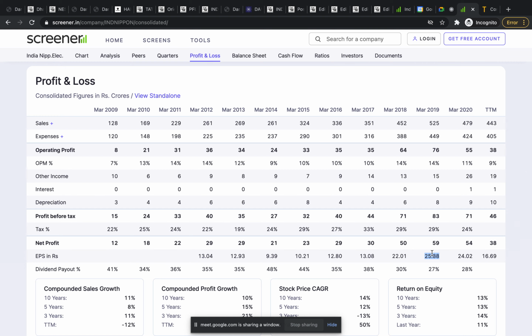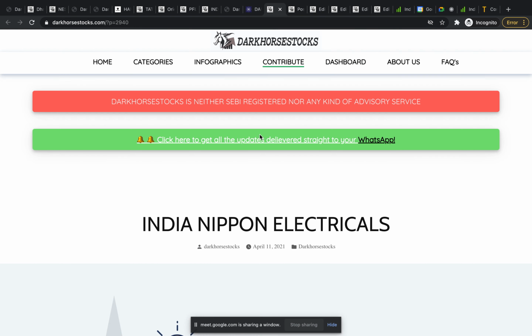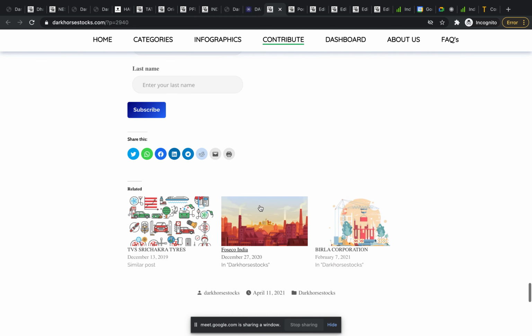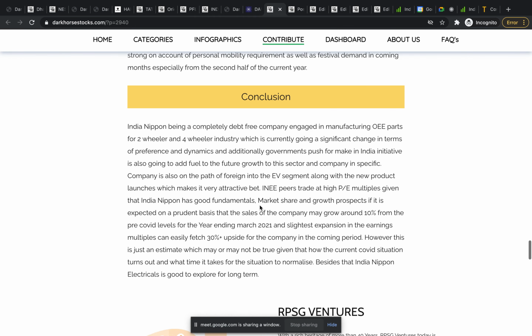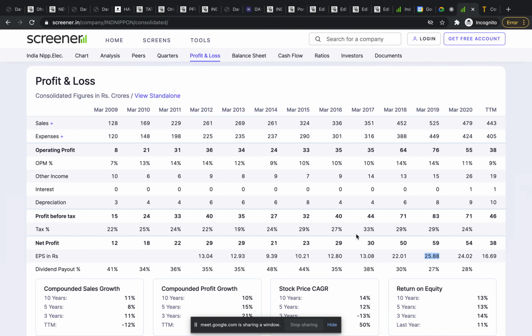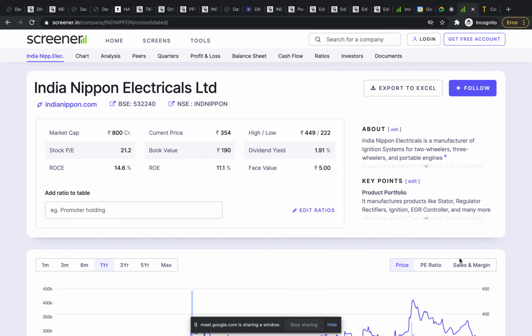Now, another line we are discussing is that we are expecting 10% upside in sales, and we are also expecting the slightest expansion in the earnings multiples. What this means is that we are expecting the price to earnings multiple to expand. Currently India Nippon Electricals, let's say for example, at 24 rupees earnings per share and the current market price of 354 rupees, is trading at a price to earnings ratio of 15.